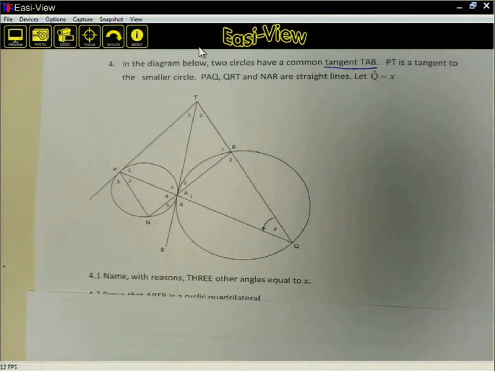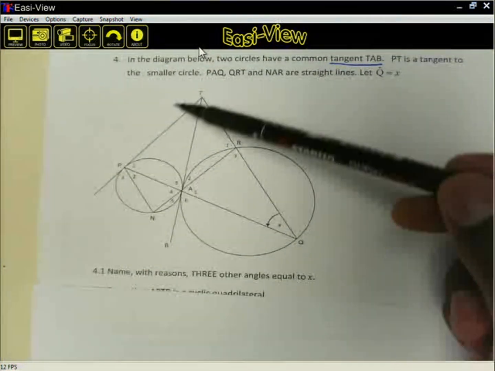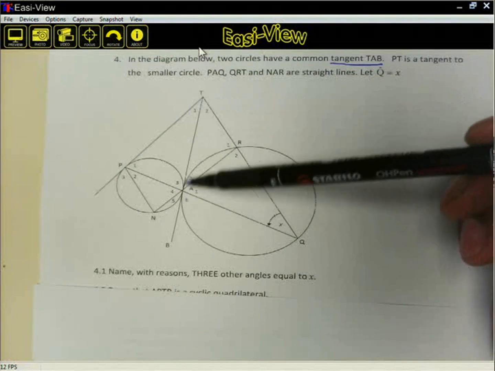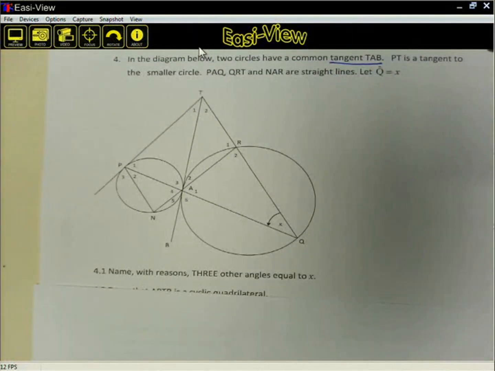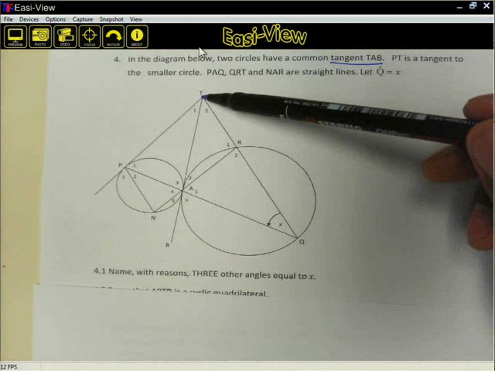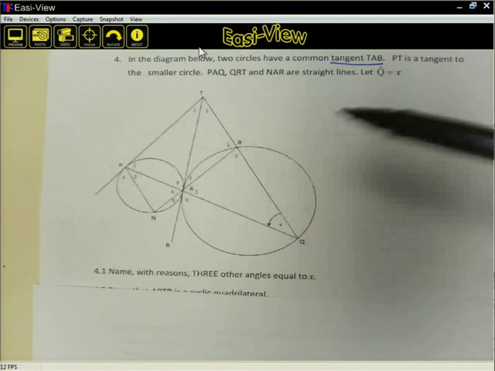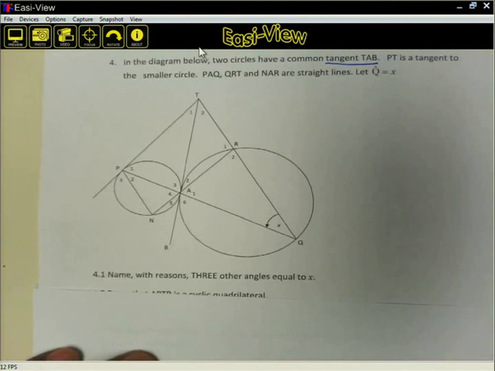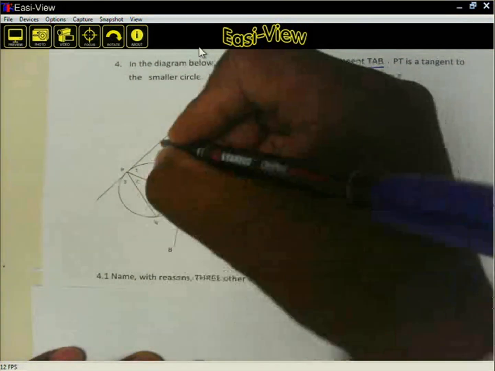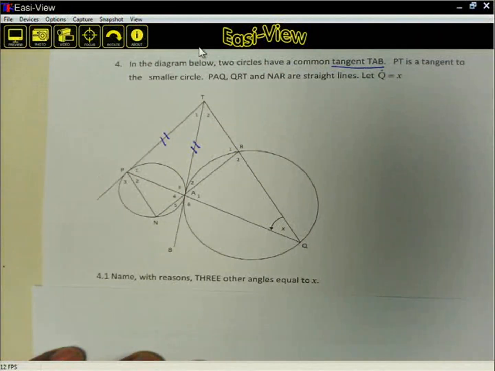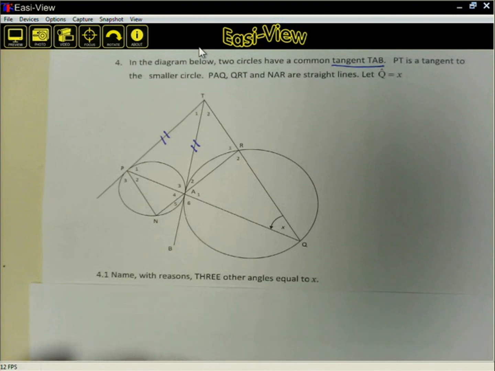PT is also a tangent to the smaller circle. So it means already PT will be equal to AP according to that theorem, which states tangents drawn from the same point outside the circle are equal in length. It means TA will then be equal to TP. It is important immediately to indicate all the given information on the diagram. You mark them equal. PT is equal to AT. Those are the 2 tangents drawn from the same point outside the circle.